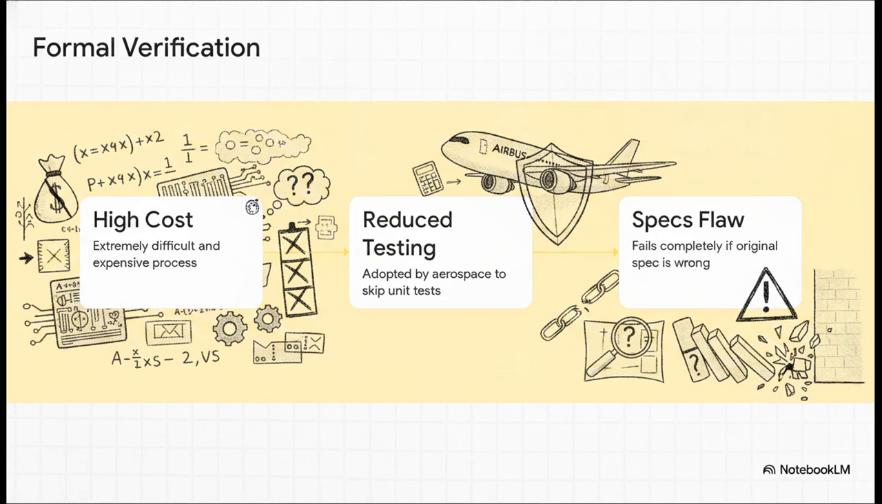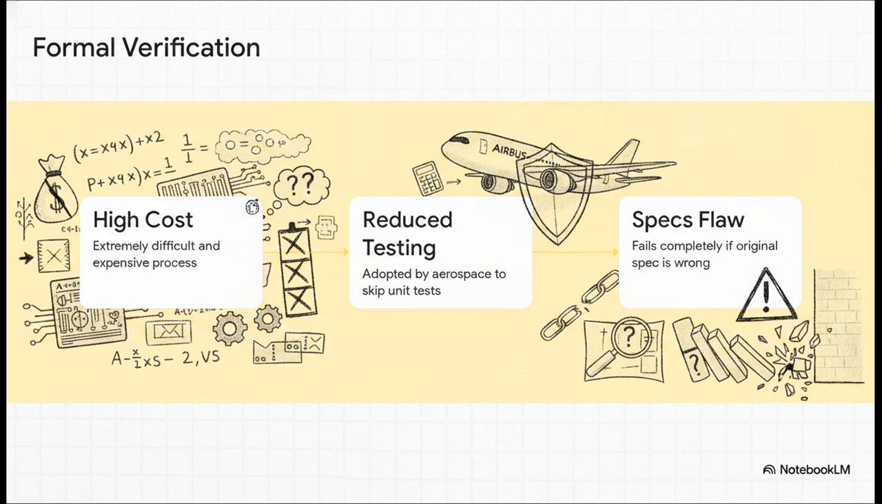First off, it is an extremely expensive and intellectually difficult process. You need specialized mathematicians and highly trained software engineers. Second, despite that high cost, it is highly valued in industries like aerospace. Companies like Airbus use formal verification routinely because, in the long run, proving a core component mathematically can actually save them money by completely removing the need for exhaustive traditional unit testing.